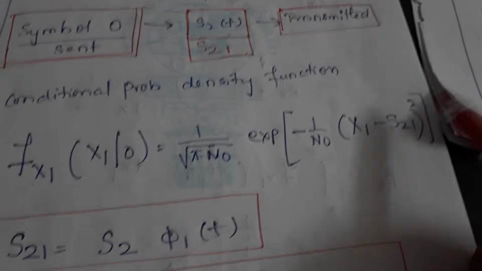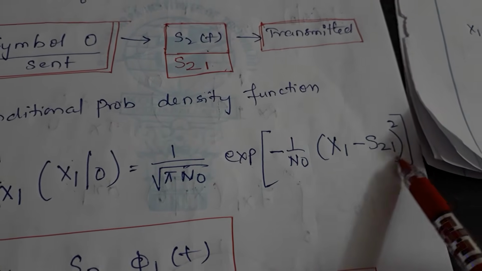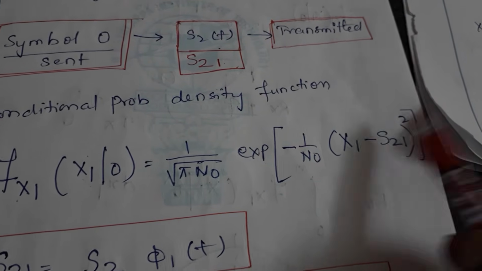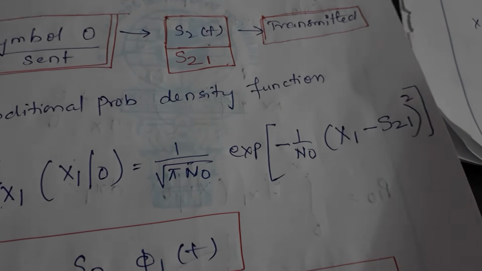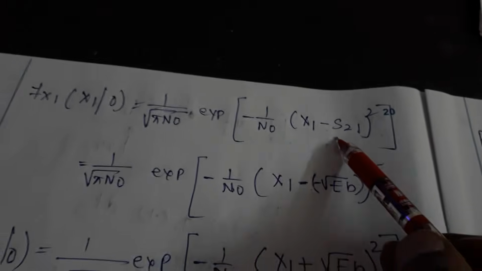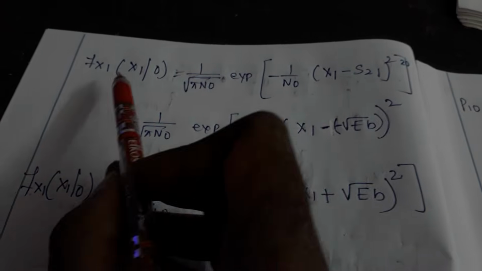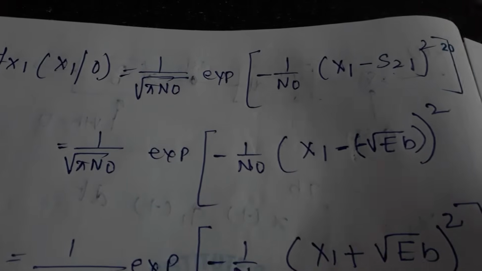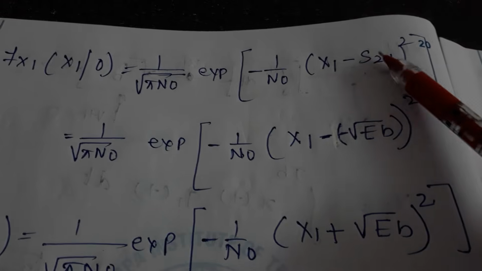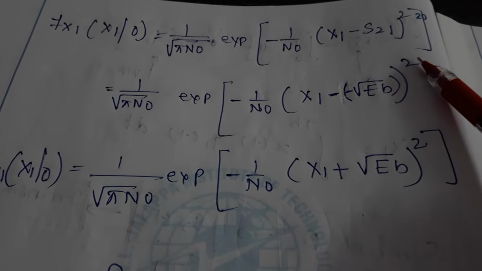You can observe the whole square is there. So here I am not talking about so many things. What about the value of s21? Because I have sent 0, 0 is represented by minus root Eb. So as a result, I am going to make the substitution, and this is called conditional probability. I am not going to make any changes here except s21. So s21 is minus root Eb, remaining things as it is.